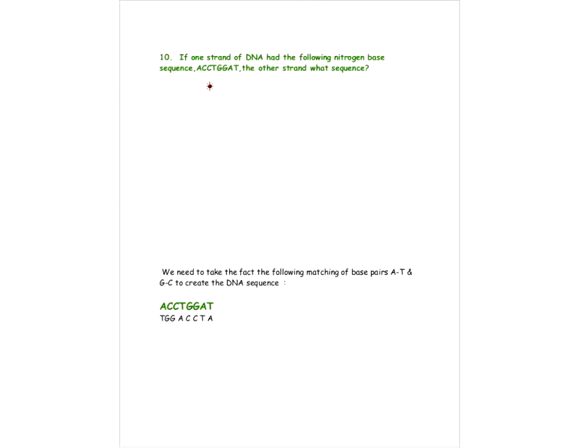Well, we need to take the fact that the following matching of base pairs, A and T, and G and C, are used to create the DNA sequence. So here we have A and T, we've got G and C. Okay, so we just look at the C and we know that G is going to pair with it. And we see here, we have G, C is going to pair with it. So we create this new DNA sequence. All right, so that's our answer.